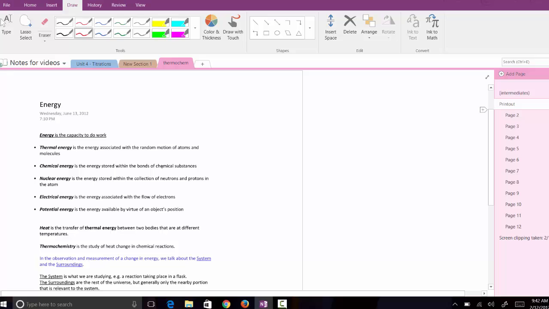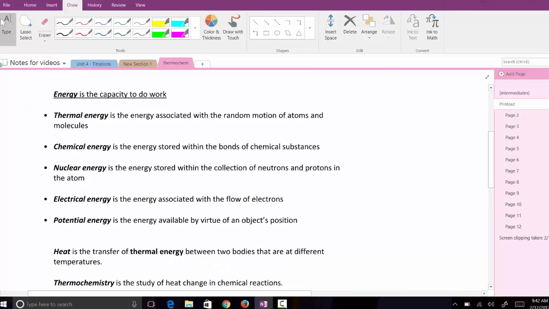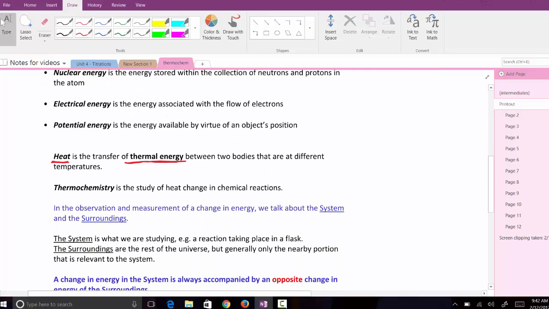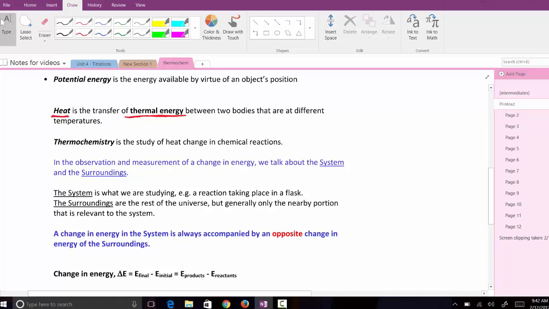Okay, so now, all right, so at the beginning of these notes here, we have just some different definitions of energy, since that's what we're focusing on. And we will see that heat or thermal energy is what we are focusing on in this unit. Two terms that we want to look at is our system and our surroundings. So the system is what we are focusing on. It could be the beaker that contains the reactants. And then the surrounding is everything else.